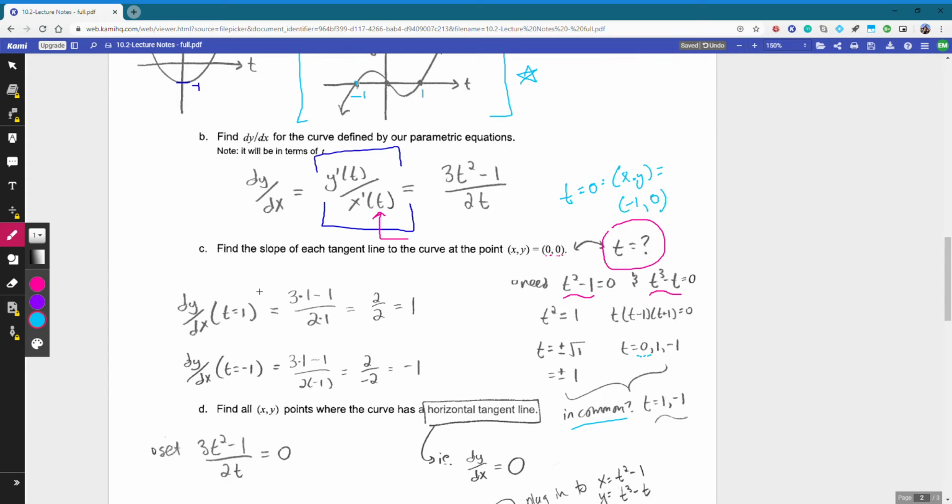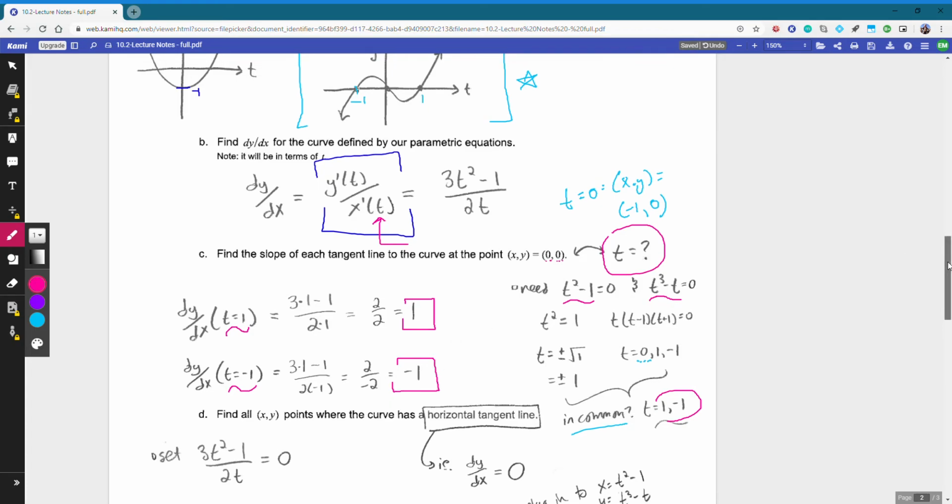And so now that we have our two t's, we just need to one at a time plug them into our dy dx formula and see what they tell us. In this case, it looks like at t equals 1, our slope is 1, and at t equals minus 1, our slope is minus 1.